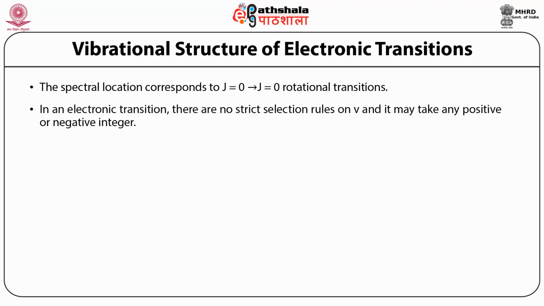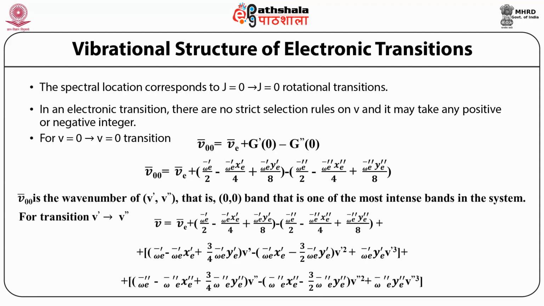In electronic transition, there are no strict selection rules on ν and it may take any positive or negative integer. For the ν = 0 to ν = 0 transition, that means ν_00 = ν_E + G'(0) − G''(0). So ν_00 = ν_E plus, writing the values of G'(0) and G''(0) using the above relationship.